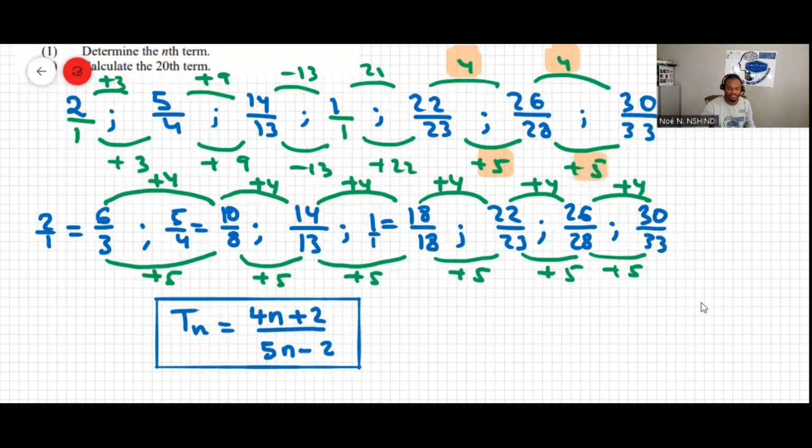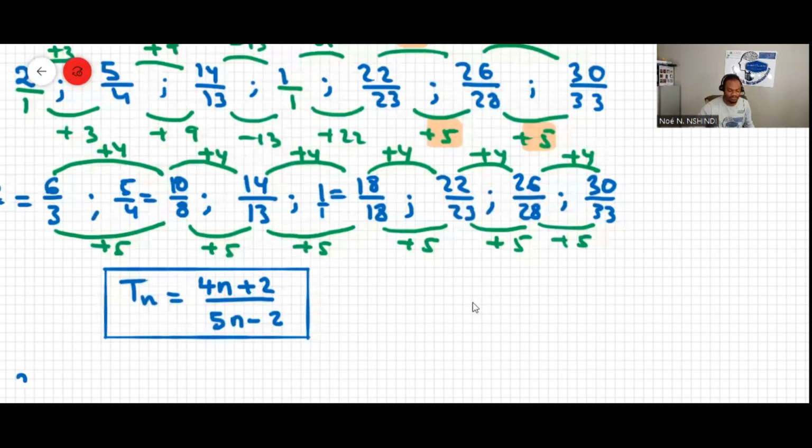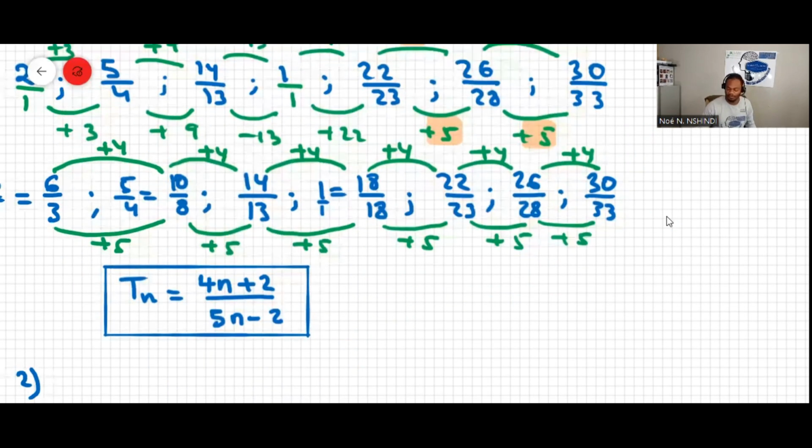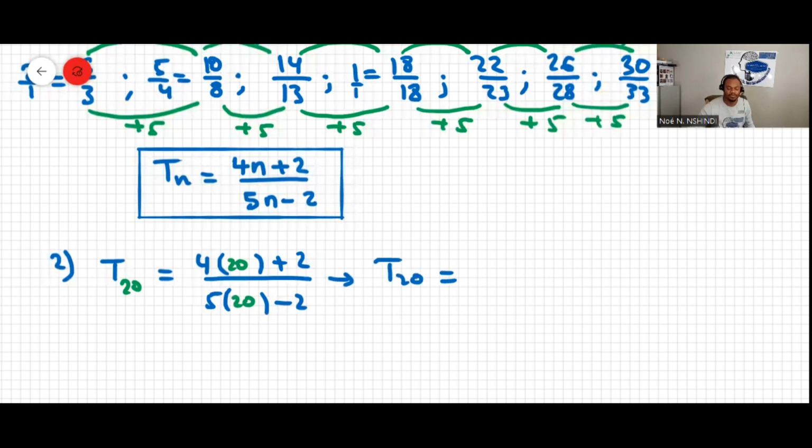Now, the following question says calculate the 20th term, so T20 in other words. So this means, that's question 2 now. This means from this answer Tn we will substitute wherever we have n, we will substitute by 20. We sub 20 over here, and then 20 over there. Now T20 will be equal to 82, because 4 times 20 is 80, 80 plus 2 is 82, over 98, because 5 times 20 is 100, 100 minus 2 is 98.